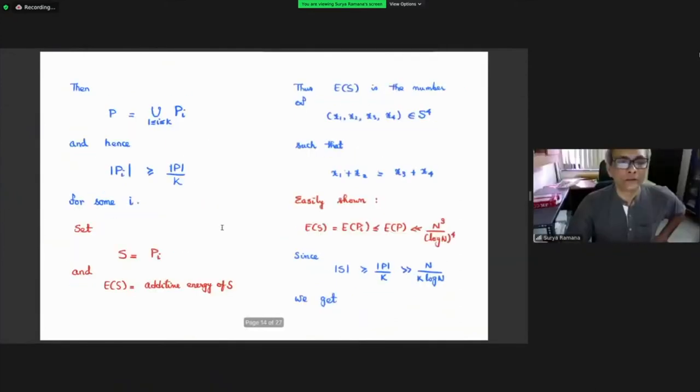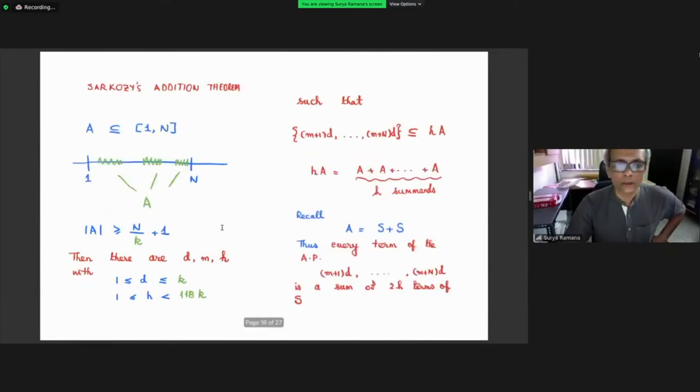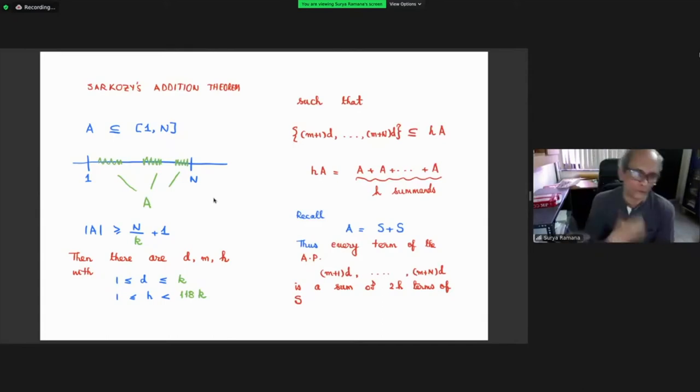Right, so where were we? This is where I was: Sarkozy's finite addition theorem tells you that if you take a subset of 1 to n, which is itself dense, and you know the density, so this k here represents the density, then if you add A to itself sufficiently many times, and that number of times is controlled by the density, you have an arithmetic progression of length n, whose modulus is also controlled by the density. Okay, so this is the key thing.